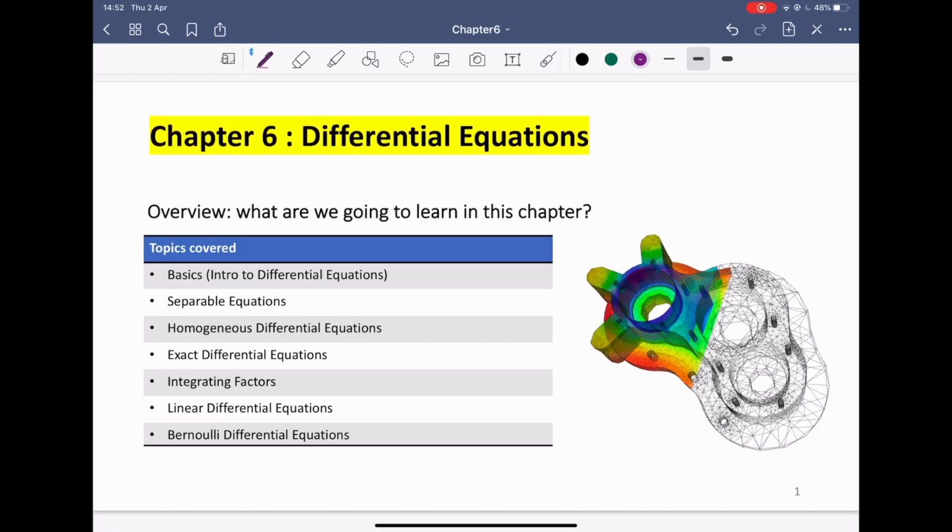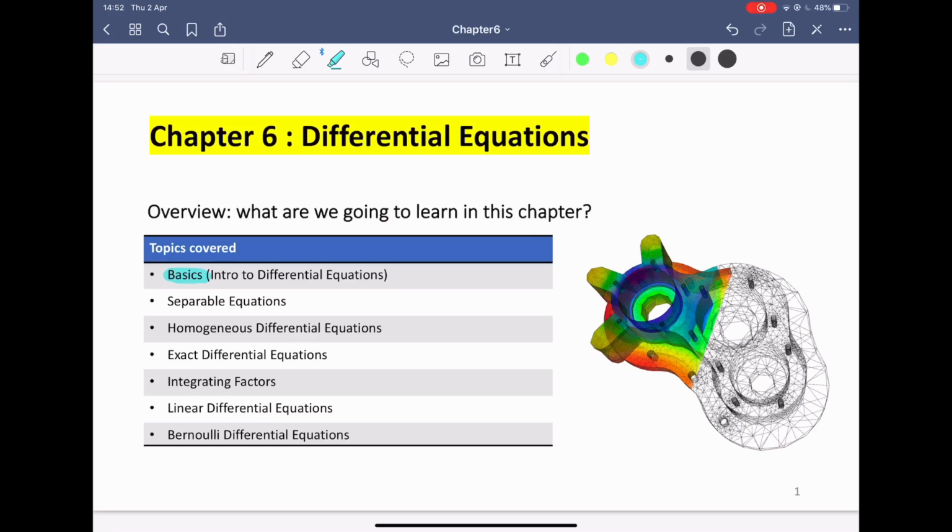First, let's take a look at the table here. The idea of the very first slide is to tell you what is coming and to give you a kind of outline of what we are going to learn throughout this chapter. First, we will walk you through all the basics. What I mean by all the basics is we are going to discuss the definition of differential equations and then talk about some concepts and terminologies.